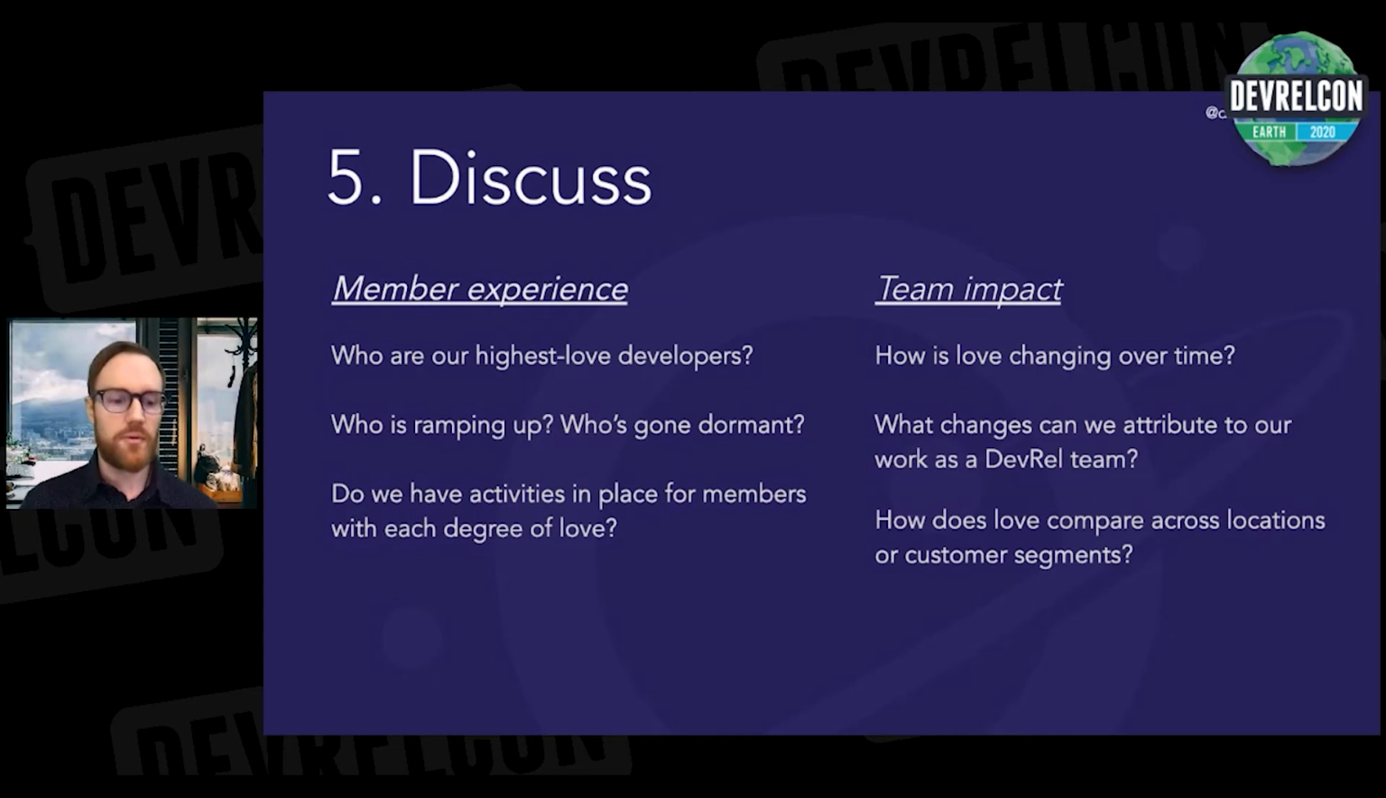You have maybe someone who you have always regarded as an ambassador, a very high loved person, but maybe they haven't done anything in a year. Maybe that's a great opportunity to reach out to that person, and the data will tell you that. Do we have activities in place for members with each degree of love? And on the team impact side, measure this over time. So we could see how is love changing over time, and how is love changing in response to the activities that we're doing as a DevRel team.